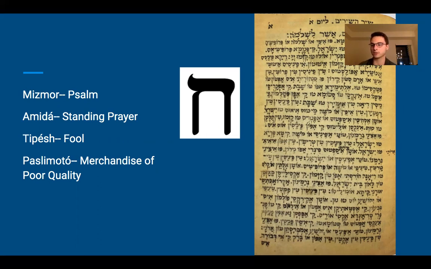However, Judeo-Greek also borrows Hebrew and Aramaic word insults, such as tipesh, which means fool. Additionally, Judeo-Greek borrows Hebrew and Aramaic words that pertain to trade, such as paslimoto, meaning merchandise of poor quality. Because Judeo-Greek borrows so heavily from Hebrew and Aramaic, sentences that use Hebrew and Aramaic loanwords in Judeo-Greek almost always tend to follow the morphology and syntax of their original language.